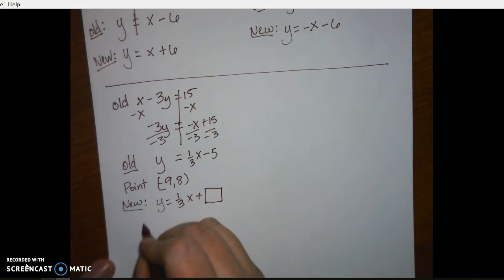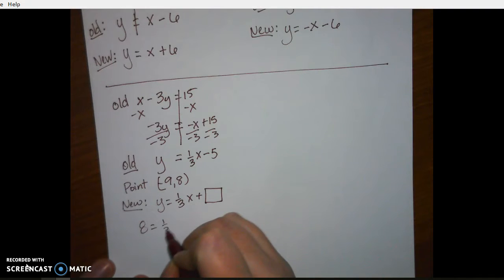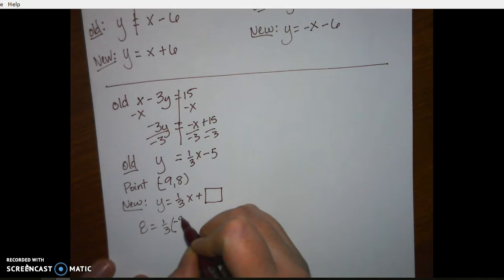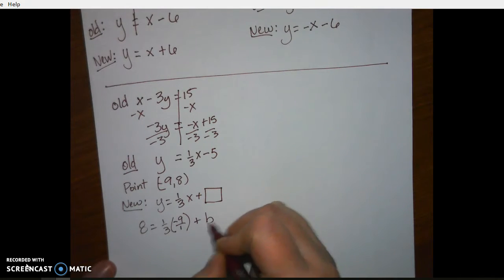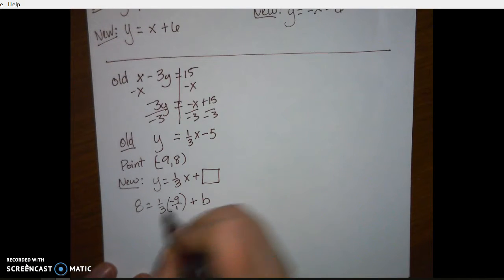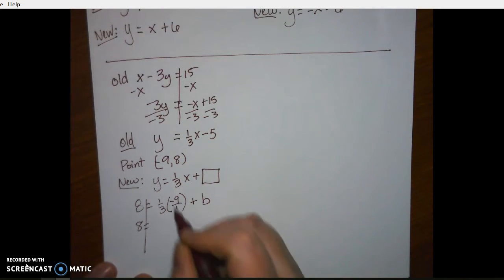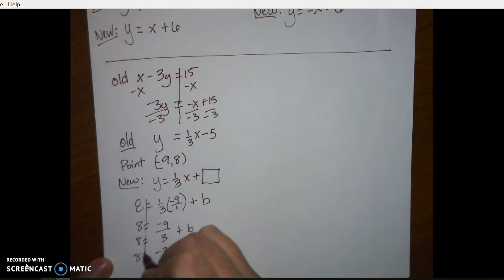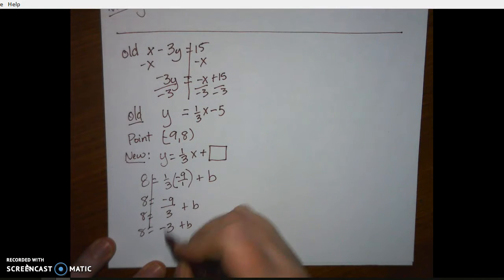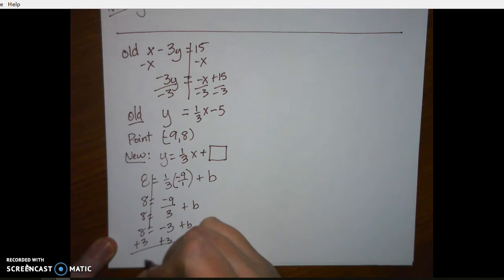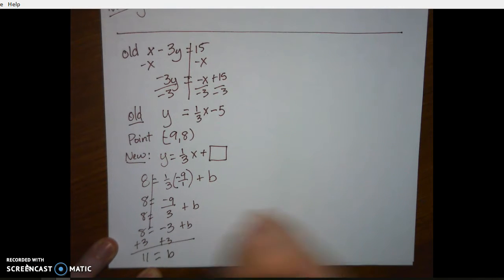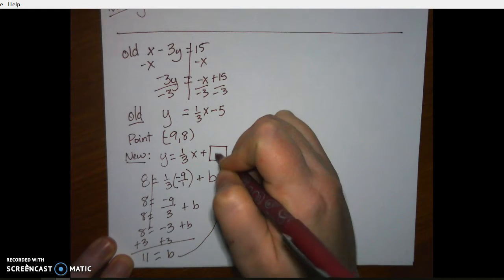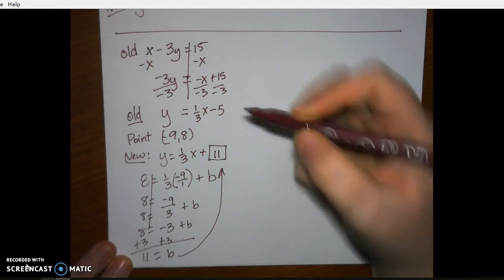So my y was 8. 8 equals 1/3 times -9 plus b, because I don't know what it is. So 8 equals, that's -9 over 3 plus b. -9 divided by 3 is -3 plus b. 8 equals -3 plus b. I get rid of my 3. 11 equals b. So I take that and I put it right there. This is my new line.